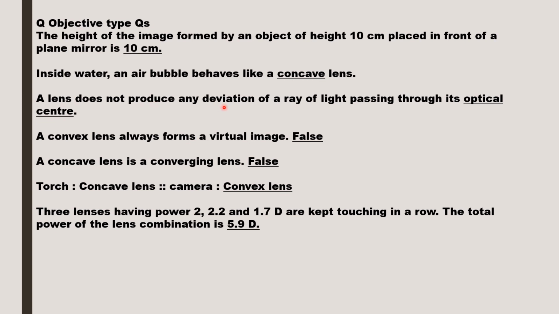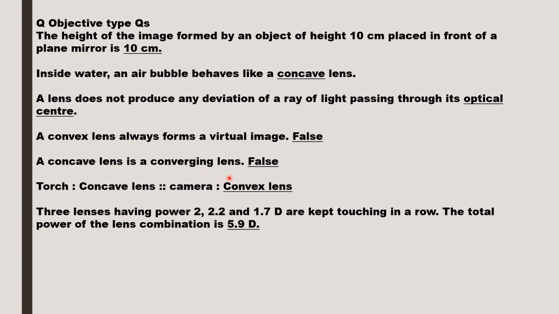A lens does not produce any deviation of ray of light passing through its dash. The ray of light does not get deviated when it passes through the optical center. A convex lens always forms a virtual image. False. A convex lens can form a real image or a virtual image depending upon the position of the object.